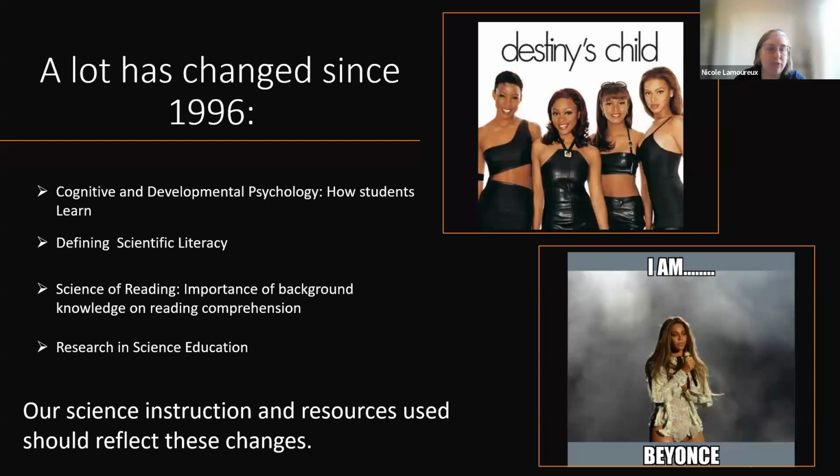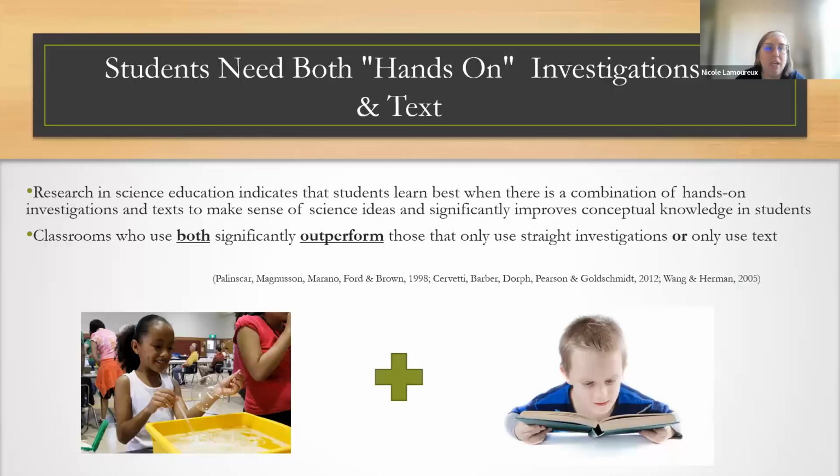So our science instruction and resources should reflect these changes that have occurred since 1996. Okay, so let's touch briefly on some of the research, and this is just a quick overview. What we're used to from the old resources in the 1996 curriculum is a very activity-based approach, so a lot of hands-on. So we would have maybe the student learner expectation, the outcome, and then a series of hands-on investigations.